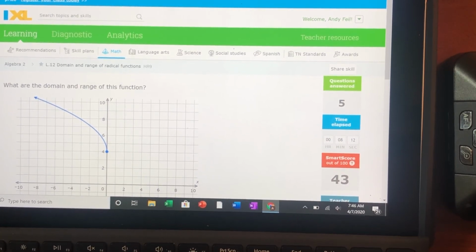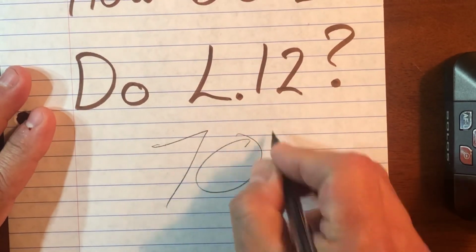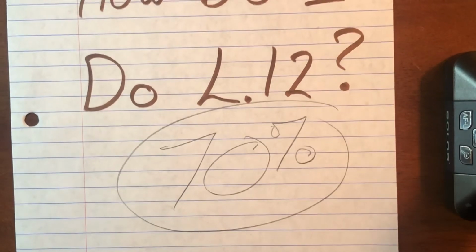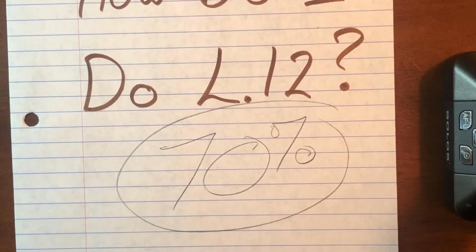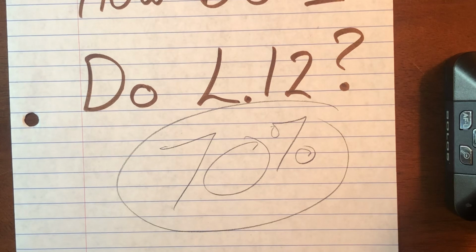But here's the secret. On this one, I only want you to go to a 70%, okay? The reason for that is when you get higher than 70, it starts asking you to do these without the graphs. And honestly, it's not that important to me that you know how to do it right now without the graphs. So just do this one to a 70% and I'll give you full credit, okay?